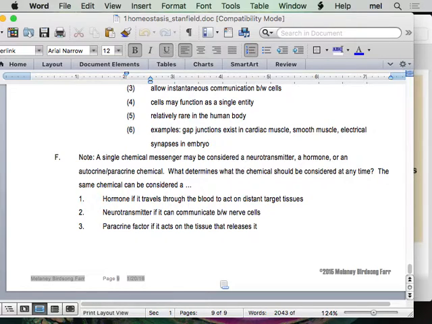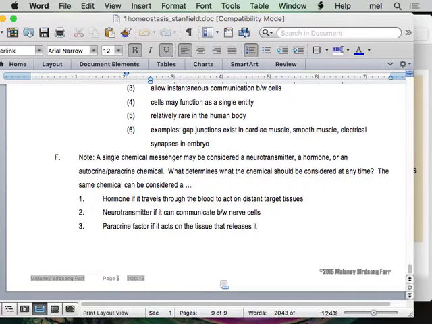How do you determine whether a chemical messenger that you are looking at is a neurotransmitter, a hormone, a paracrine, or autocrine agent? Some people like to memorize them. They like to say, hey, dopamine is a neurotransmitter. That's not a good way to do it in physiology. What you need to do is look at what it's doing.